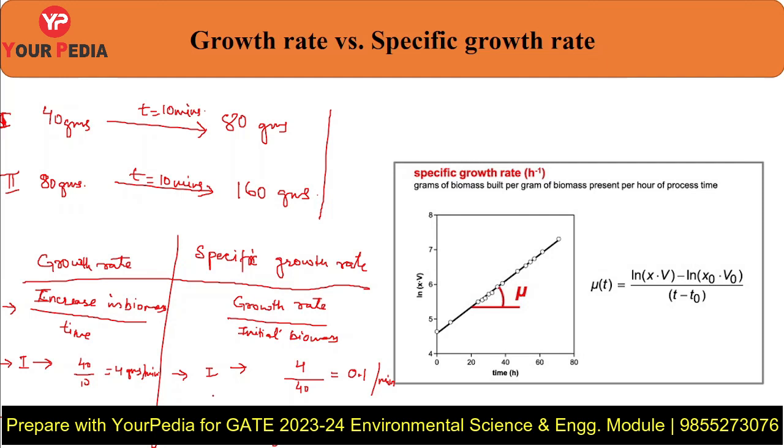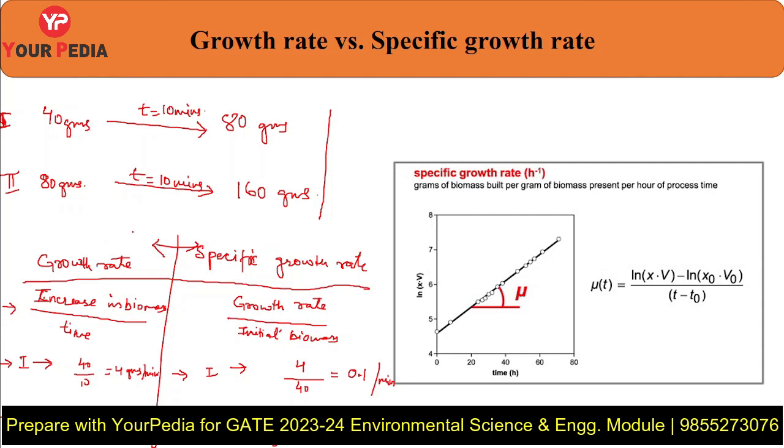So here is the difference. We see that specific growth rate remains the same for a particular type of bacteria or a microbe, while growth rate is different. It depends upon the initial amount of biomass. So that is the main difference between growth rate and specific growth rate. Specific growth rate is independent of the initial concentration or initial amount of biomass that is present in a bioreactor, while growth rate depends upon it.